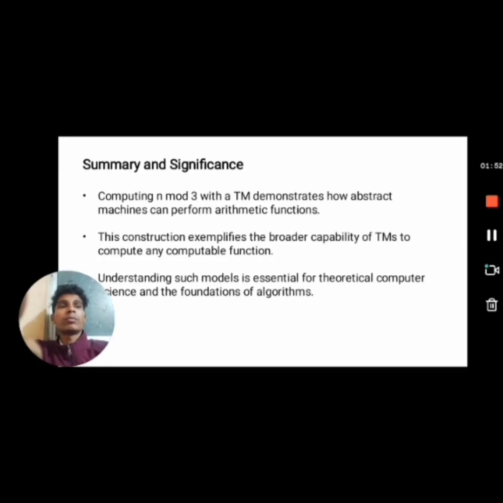In summary, computing n mod 3 with a TM demonstrates how abstract machines can perform arithmetic functions. The construction exemplifies the broader capability of the Turing machine to compute any computable function. Understanding this is an essential theoretical computer science foundation for computable functions.